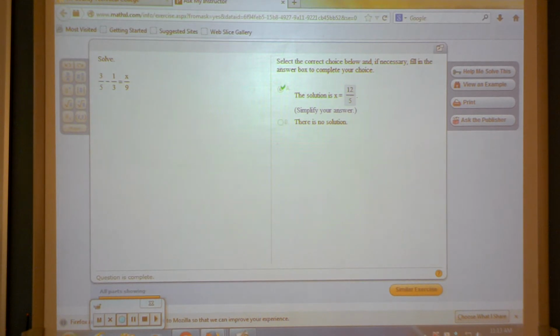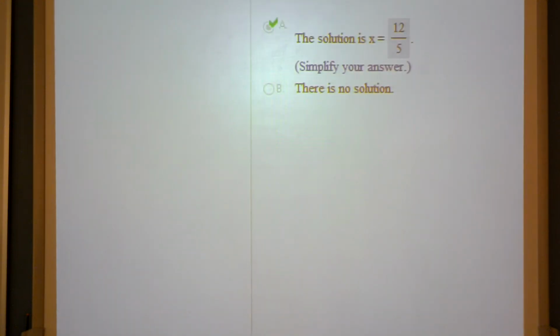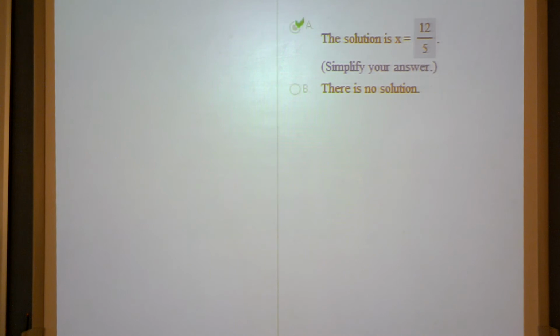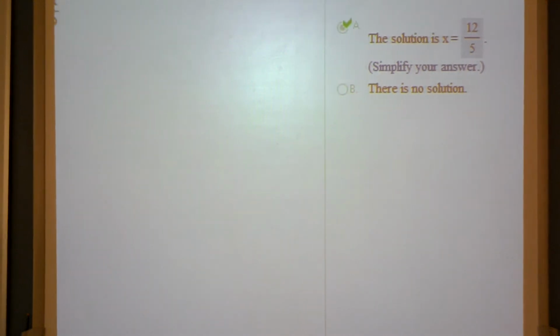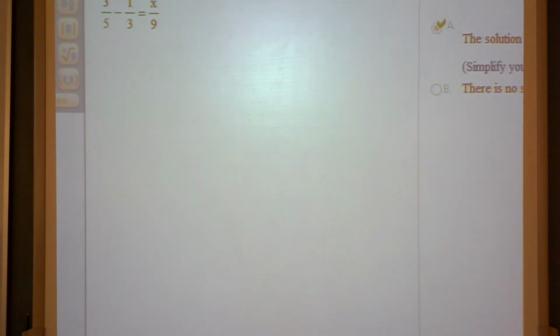I'll blow it up. Just bring it back down in about 2-3 minutes. Gotta move it over. 3/5 minus 1/3 is equal to x over 9. Can y'all see that?